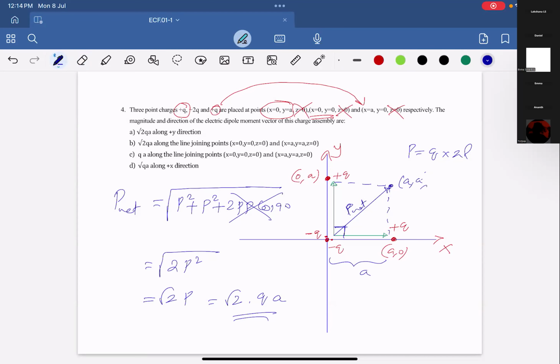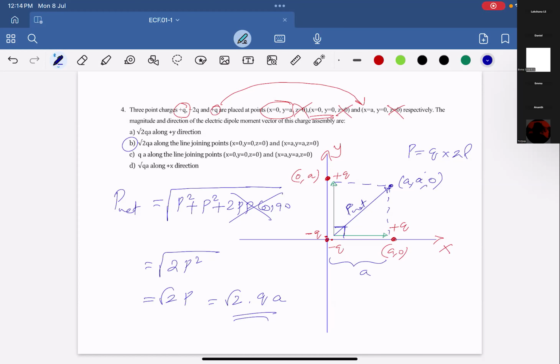I had told you the configuration lies in the XY plane. So the Z coordinate must be 0. So basically, the dipole moment is what? Root 2 QA along the line joining x equal to 0, y equal to 0, z equal to 0, and x equal to a, y equal to a, and z equal to 0. Option B is the correct answer.